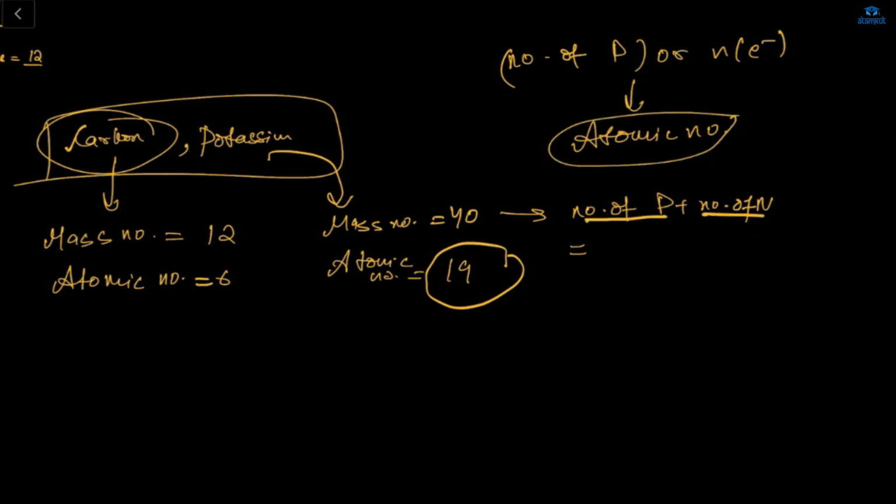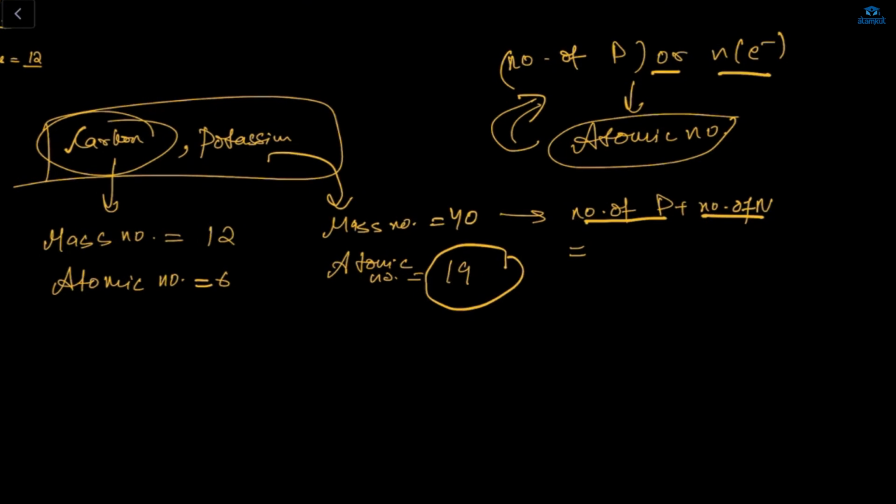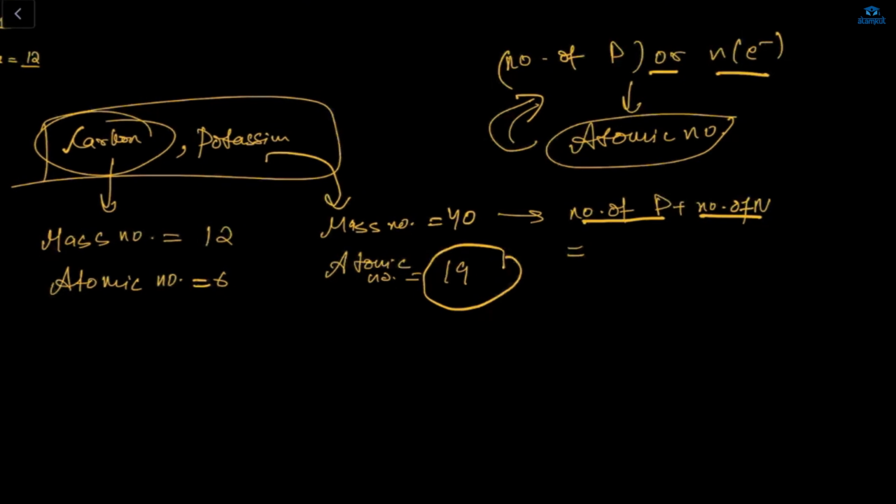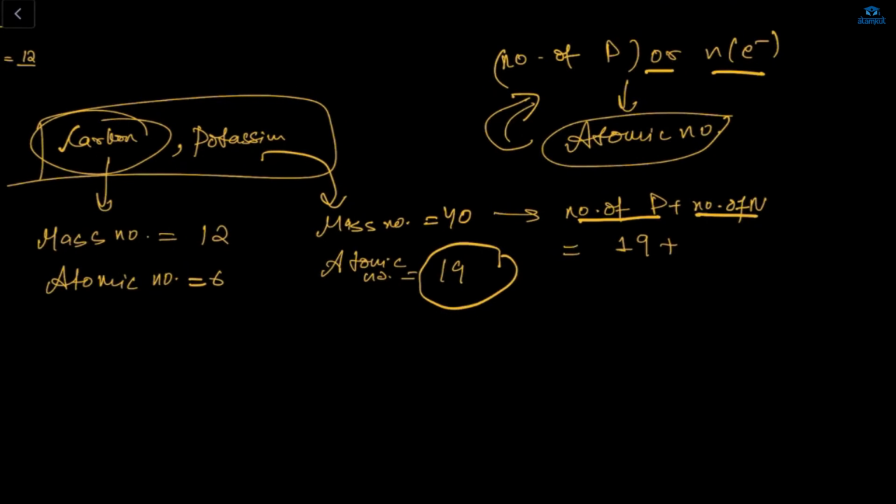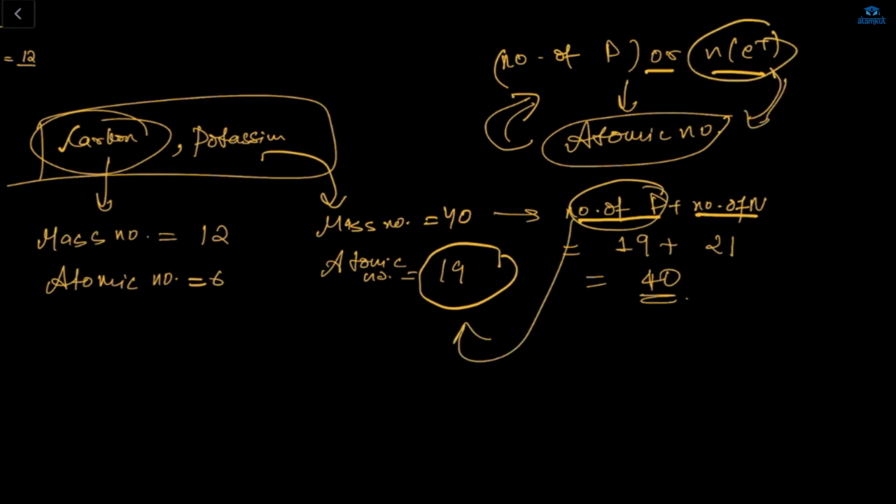Your atomic number, we can say it's the number of protons. So here we already got that your atomic number is 19. So in the proton one, we can write 19. And what is the number of neutrons? Number of neutrons is 21. So the total will be 40. And the number of protons or number of electrons is the atomic number. So we can directly write from here that your atomic number is 19.